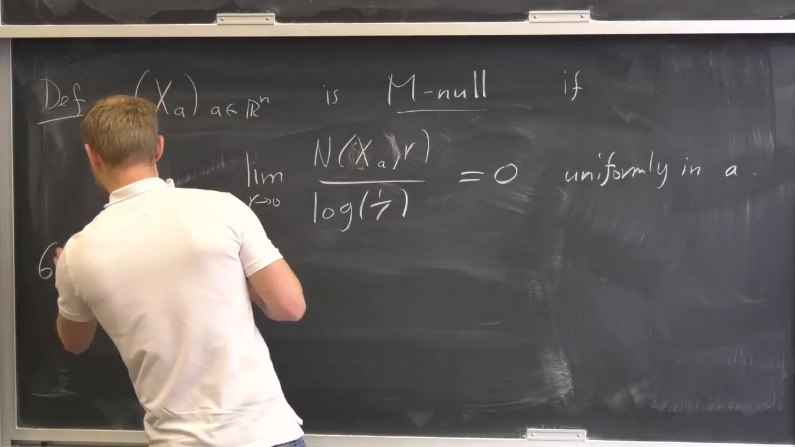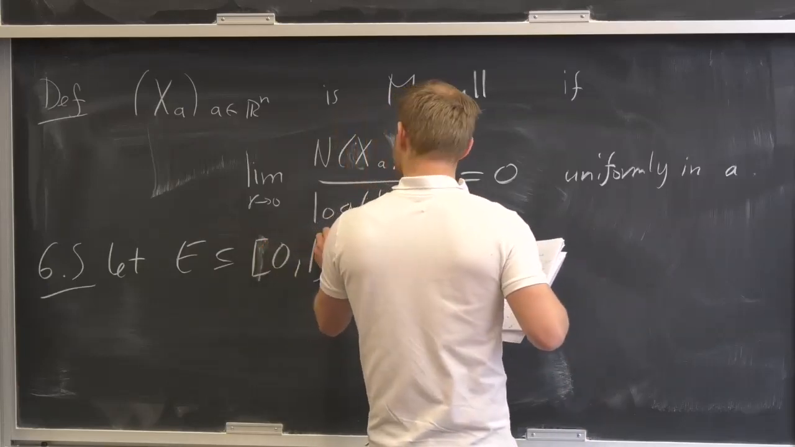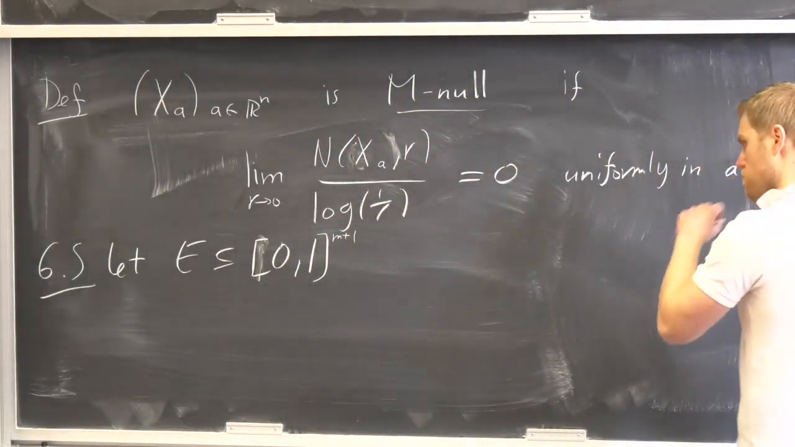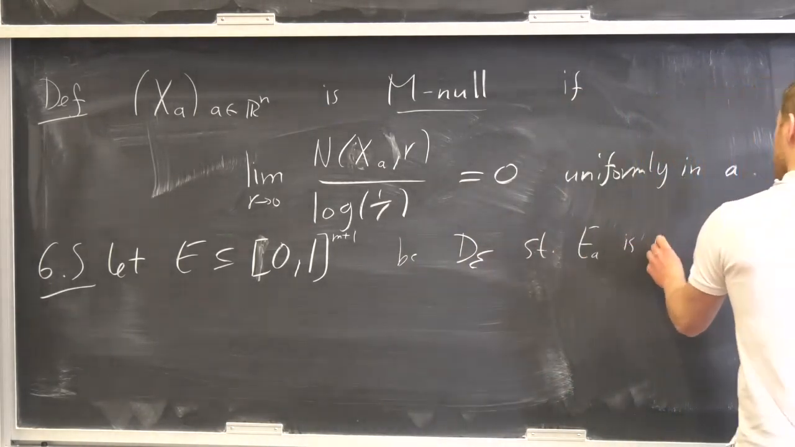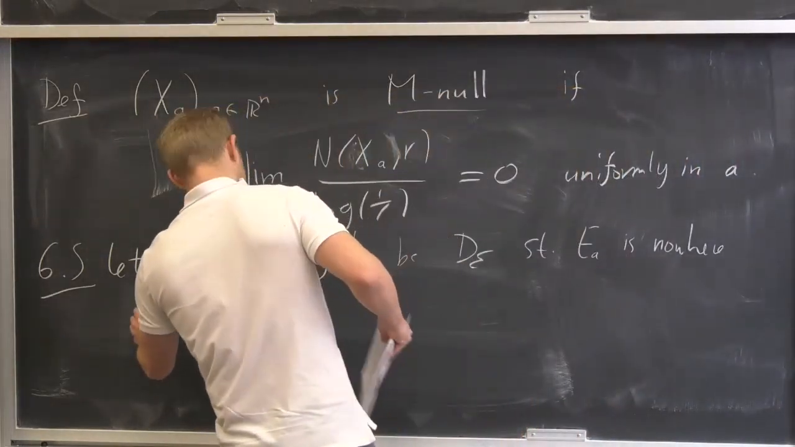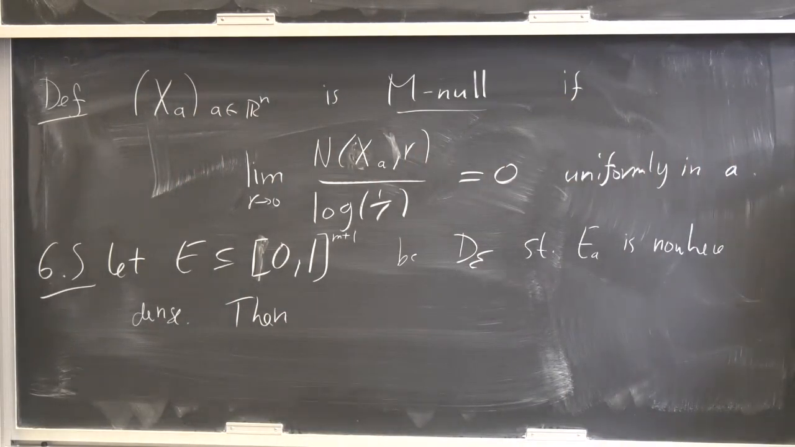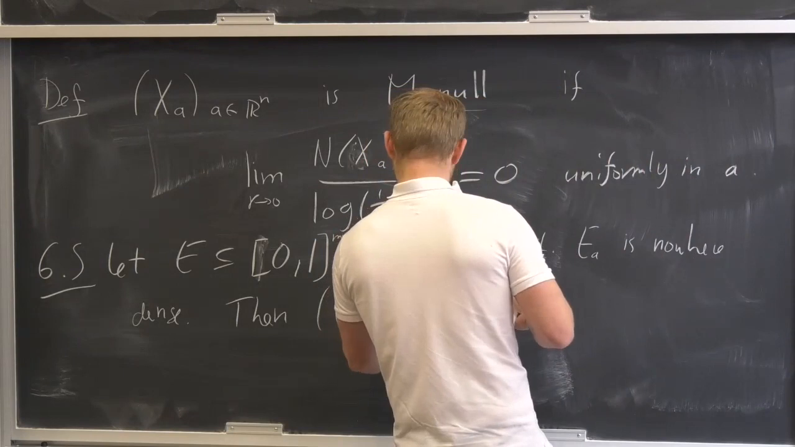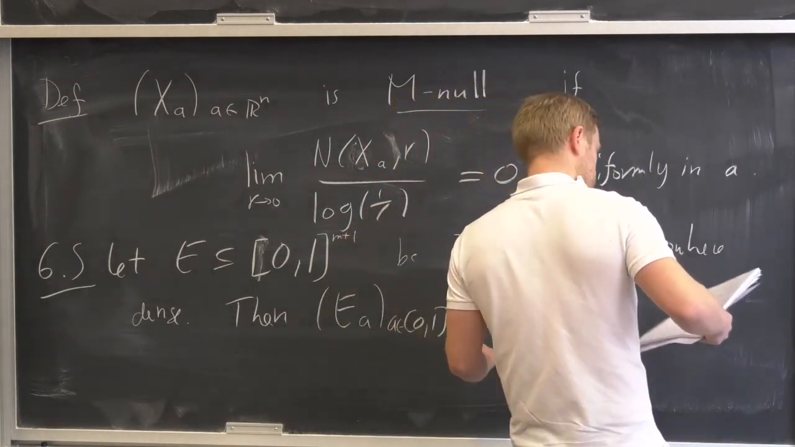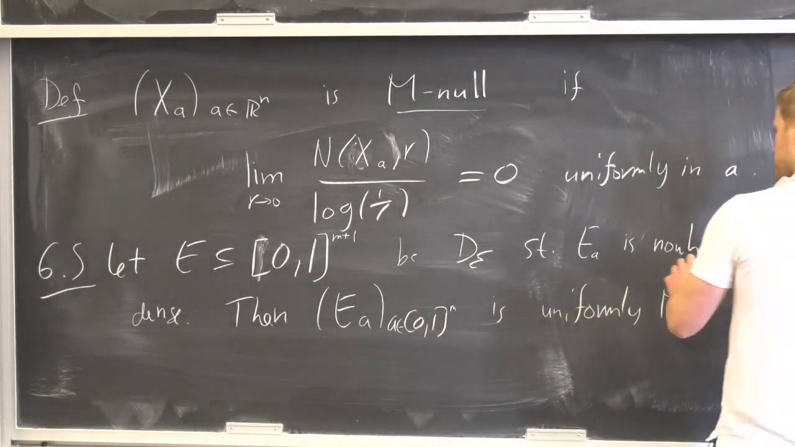So this is my notation, 6.5. Let E now be a subset of [0,1]^(m+1). Since we only do the unary case or the planar case, we only need m equals 2. So let E be D sigma such that E_a is nowhere dense for every a. Then remember that D sigma implies definability, and we have already shown that each of these individually, because it's nowhere dense, has to be M null. But now we want to show that the family, using this result over there, is uniform.